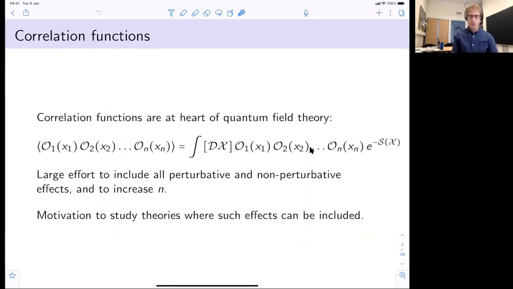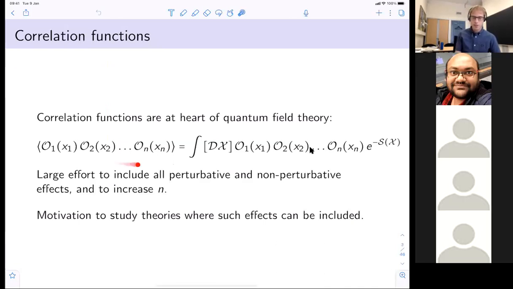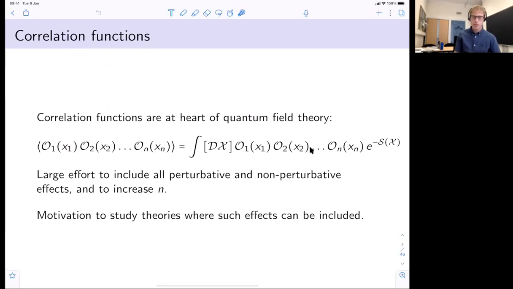Just to start out with an elementary motivation, correlation functions are at the very heart of quantum field theory. I have portrayed it here. We have a correlation function of n correlators, which are inserted at n different, possibly different positions, x1 to xn. And we calculate these typically using a path integral, as pictured on the right-hand side, where the curly X stands for all the fields in the theory. And there's a very large effort to include all the perturbative and non-perturbative effects in these correlation functions, as well as to increase the number of insertions of field observables. So this is an important motivation to study theories where these effects can be included, as well as many other physical phenomena can be studied, such as symmetry breaking, confinement, etc.